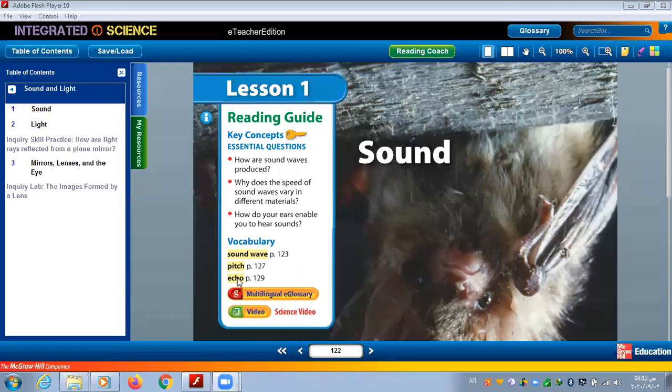Okay, what is the meaning of echo? The repeating of the sound wave. Okay. The repeatedness of hearing sound waves. Okay, thanks.